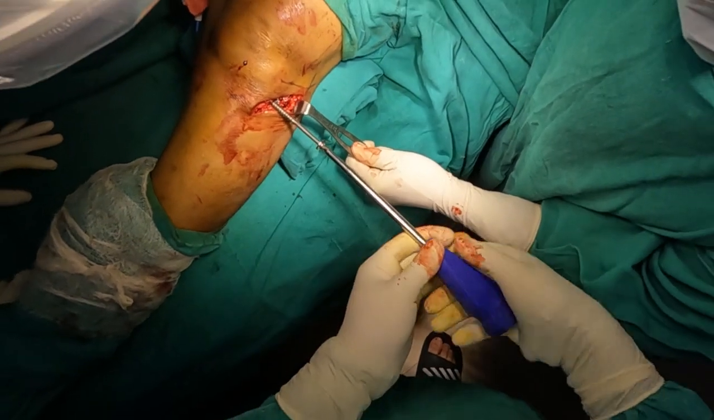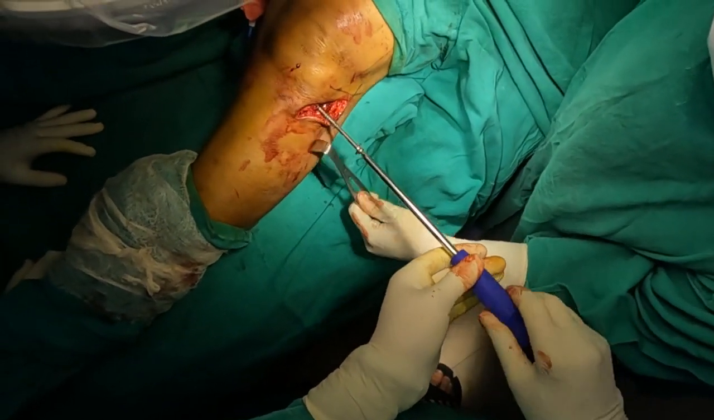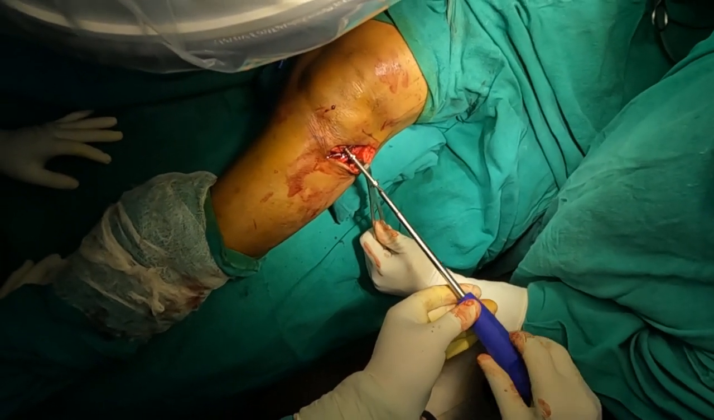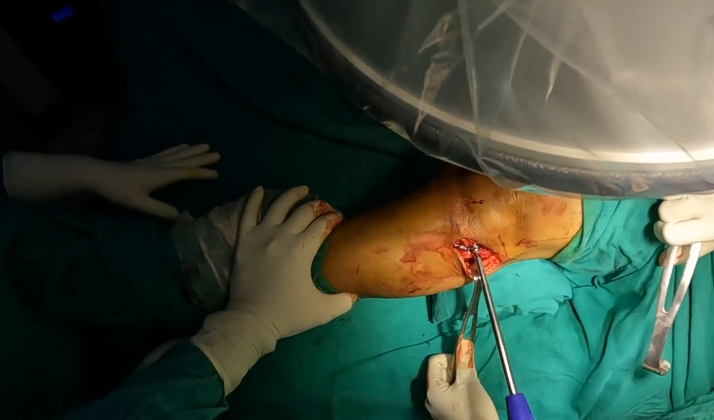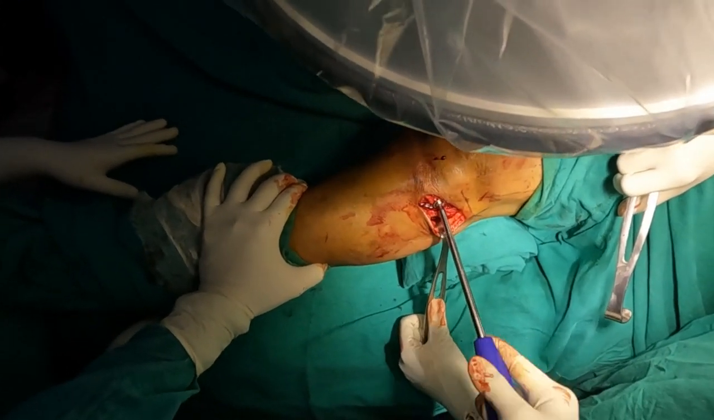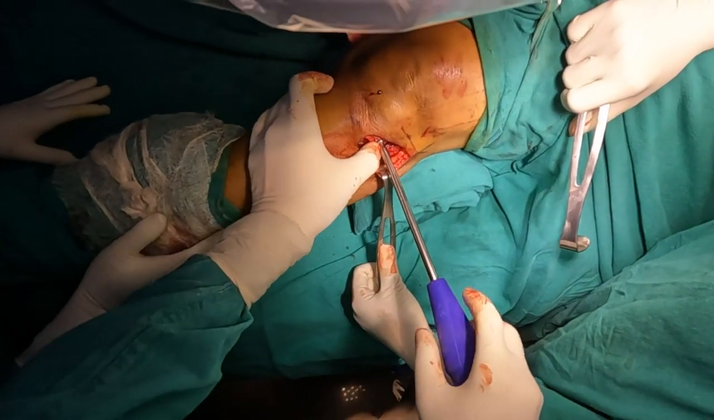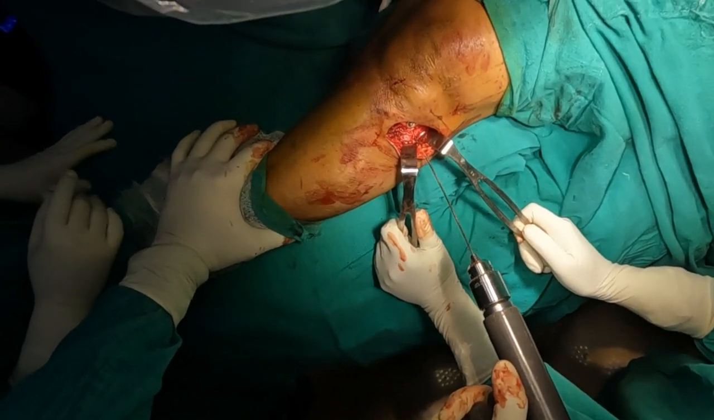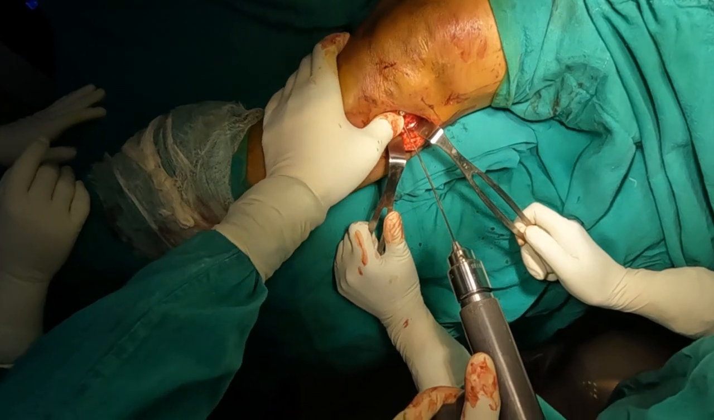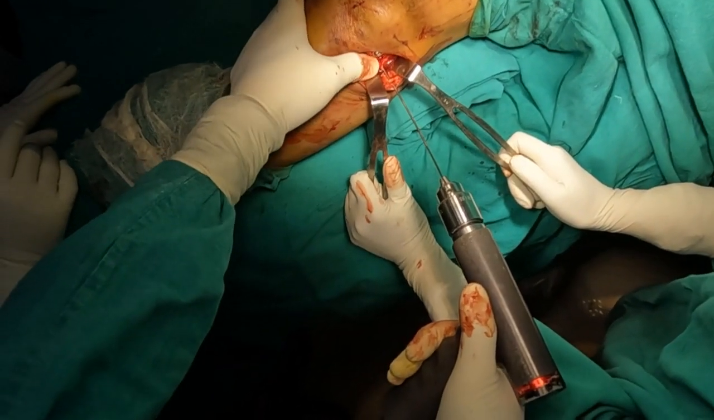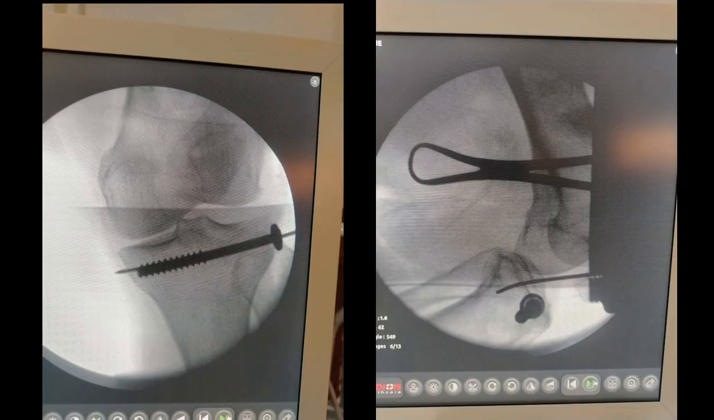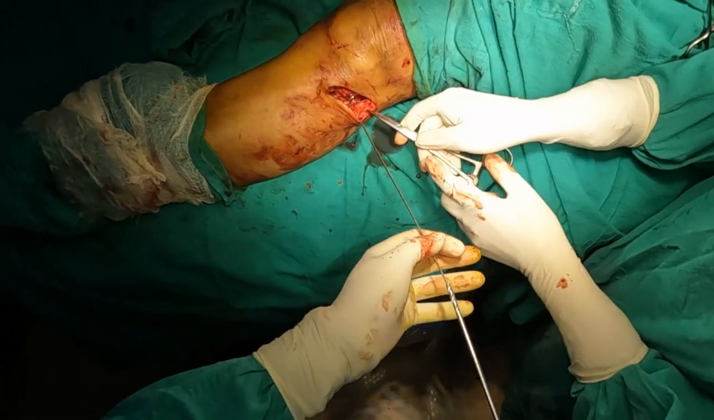A 6.5 mm partially threaded CCS is then inserted under sequential imaging, effectively rafting and supporting the articular reduction. To provide additional biomechanical stability, a second guide wire is passed subchondrally. After confirming parallel and accurate placement on C-arm, a second 6.5 mm cannulated cancellous screw of appropriate length is inserted parallel to the first.